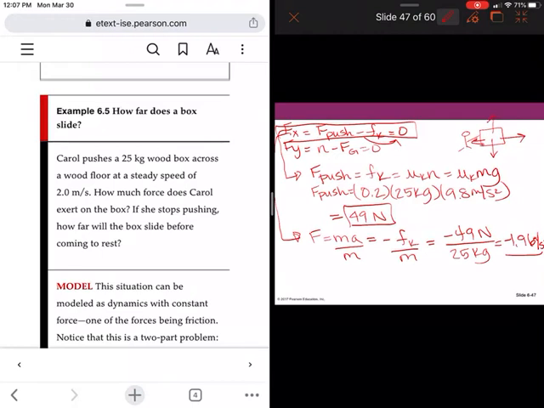Well, are we given time in this problem? No, so that's going to eliminate a kinematic equation that has time. We are given velocity, and is it the initial velocity or the final velocity? Well, she's pushing it at 2 meters per second, and then it's going to come to a stop. So the 2 meters per second is actually the initial speed, and the final speed would be 0 meters per second.